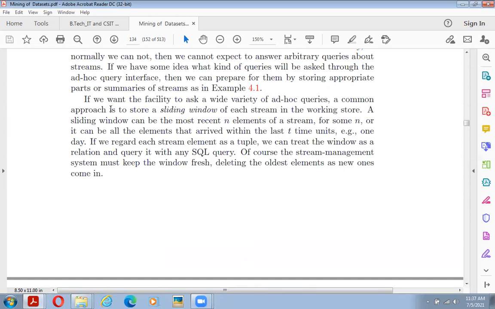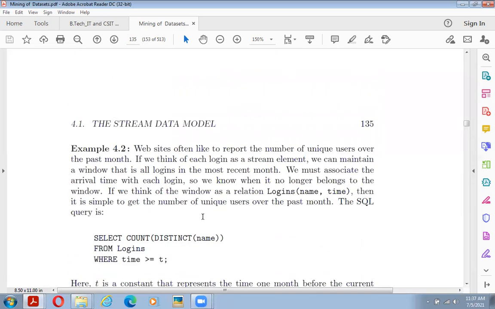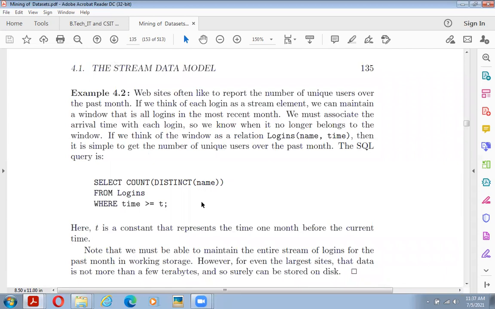The sliding window can be the most recent n elements of a stream. An element is 1 month. For n, for 1 month, it can be all elements that arrive within the t time units. So we just derive some time period. Within the t time unit, whatever streams will come, we will try to make a relation with that. With regard to stream elements, we take each as a tuple and the window as a relation query. We maintain a stream, we define a relation, and after that we define a SQL query.